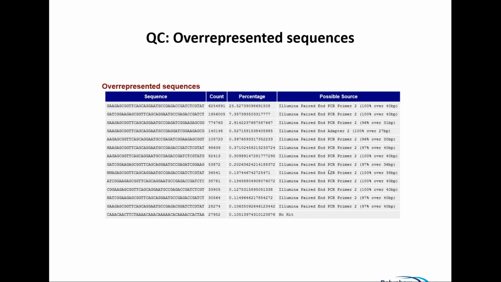And you can also use this to modify your expectations. So if you then see a lower mapping efficiency later on, then this is not necessarily a problem, because you know that 40% of your library is actually Illumina primer contamination. So therefore you have to adjust your expectations.